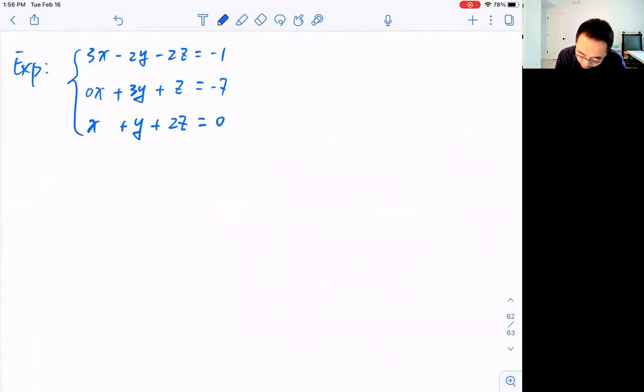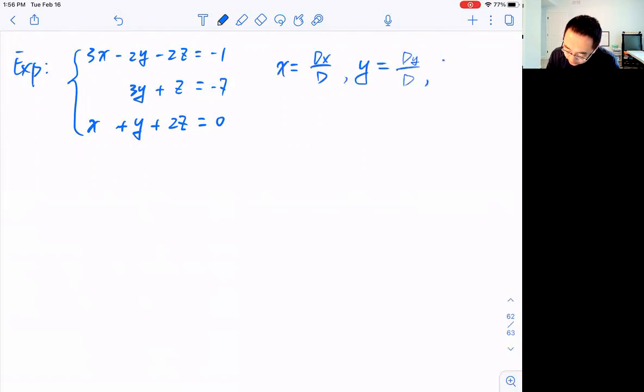Since we don't need to write 0x, I didn't write it, but it is a good habit to line up all the x's and all the y's and all the z's when you write the systems of equations. This way, you can clearly see what the coefficients are for each different variable, right? So now, of course, we're trying to solve x, y, and z. So x we know is Dx over D, y is Dy over D, and z is Dz over D.